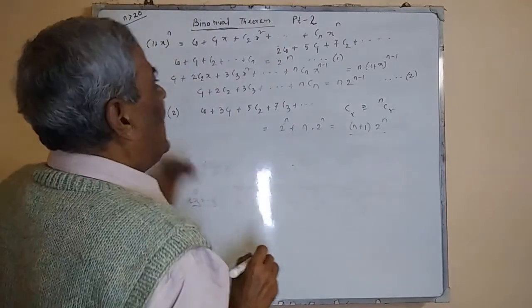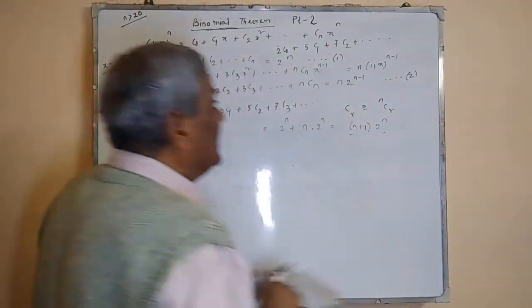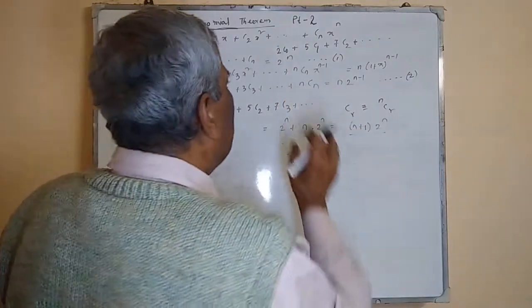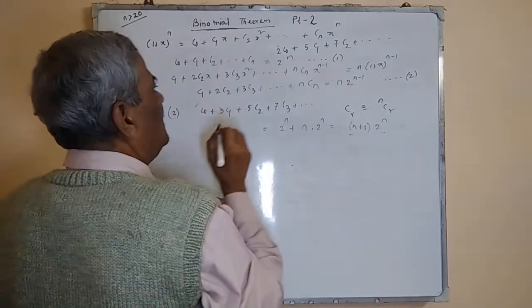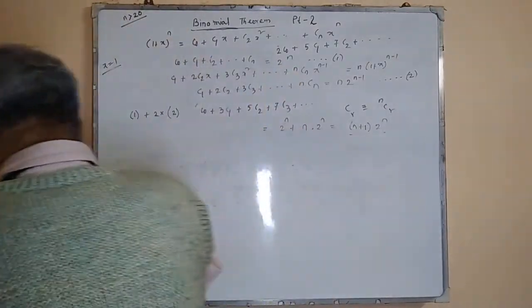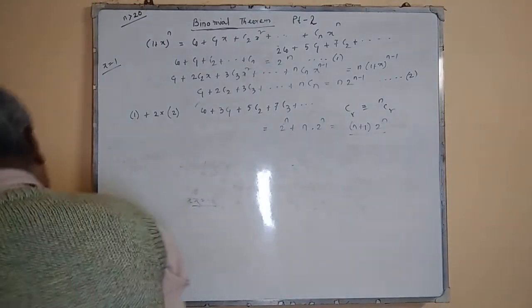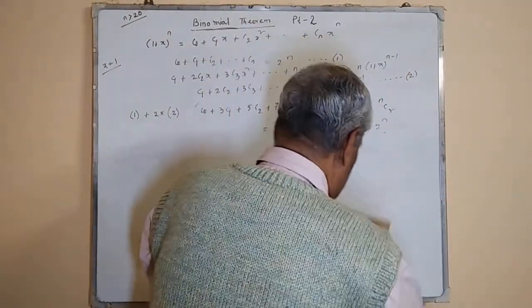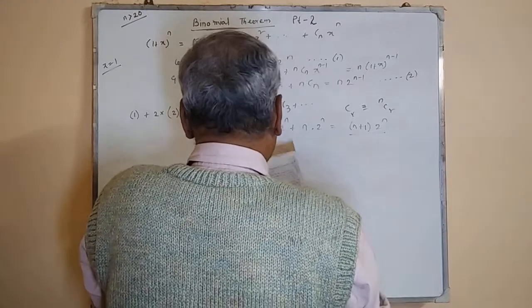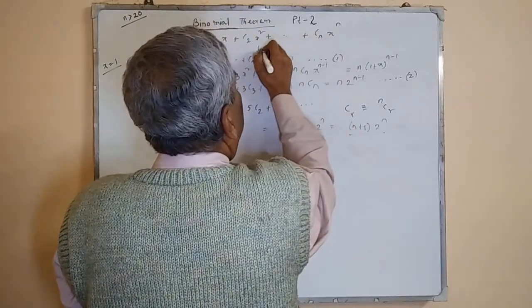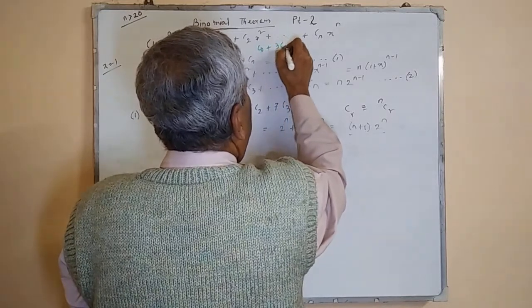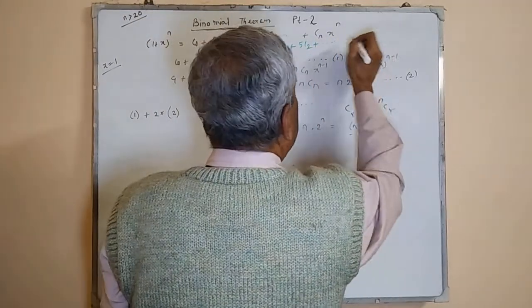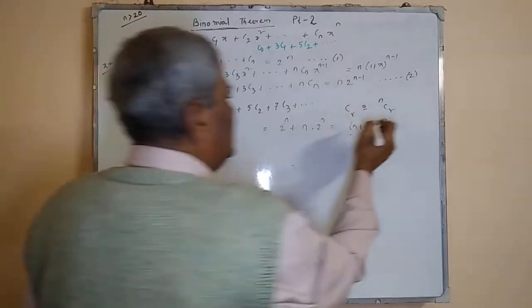This is our answer. But in the problem, actually the problem I have given, this is not correct. We have to find the value of this. So please rectify it. We have to find the value of C0 plus 3C1 plus 5C2, etc. Find the value of that, and this answer is this.